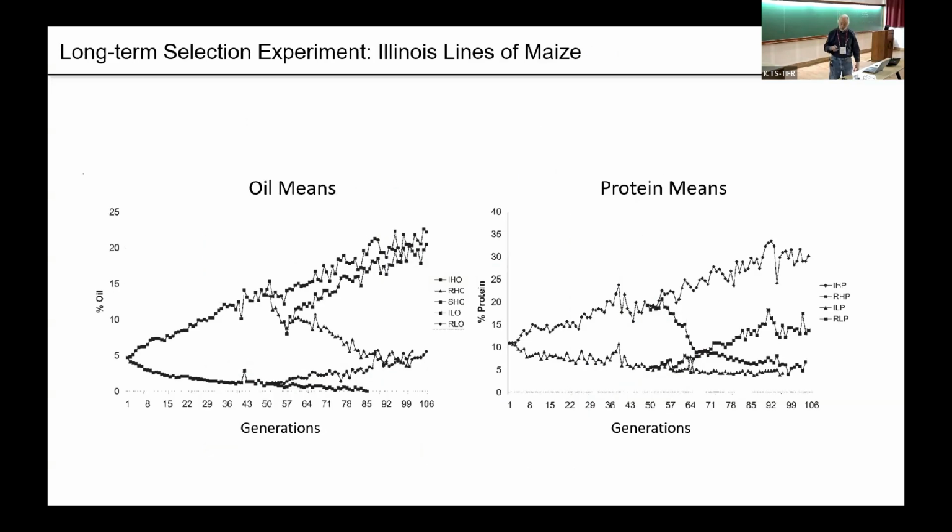Well, one set of experiments that's relevant to this is one of the longest term, in terms of absolute time, it is the longest term evolutionary experiment that's been done. This is an experiment that's been done at the University of Illinois, where I started my first job.